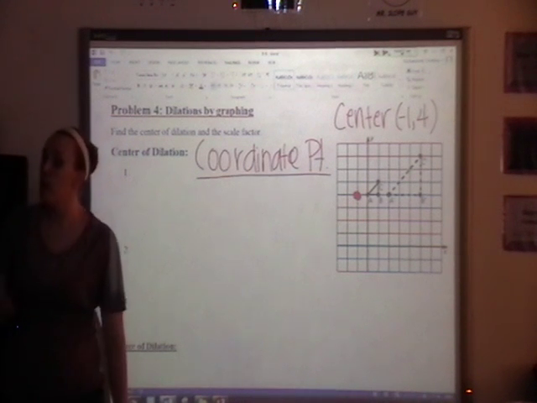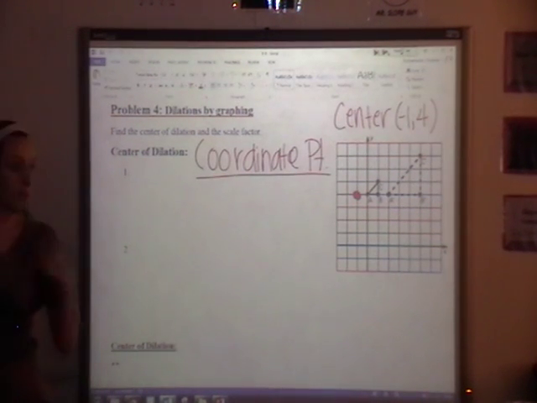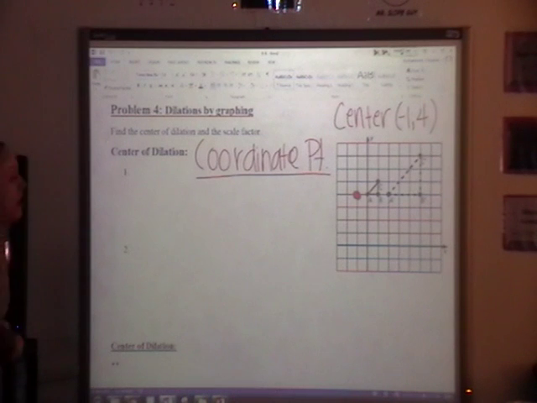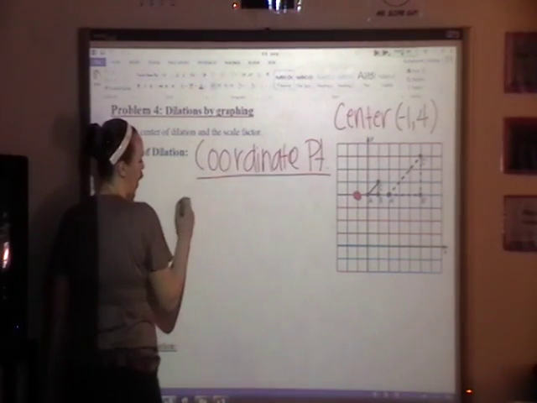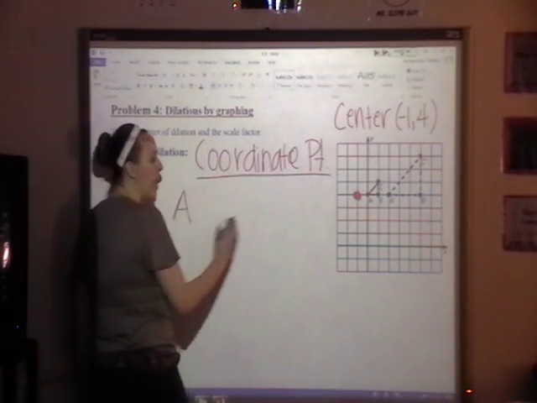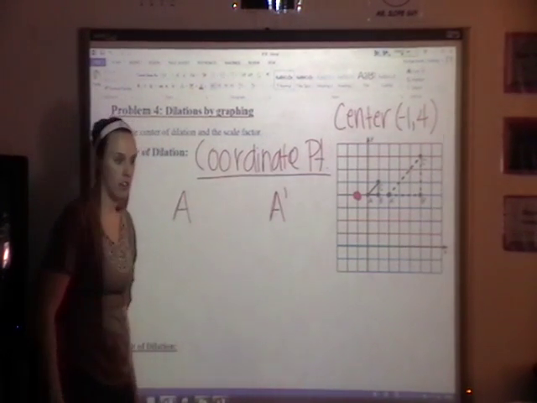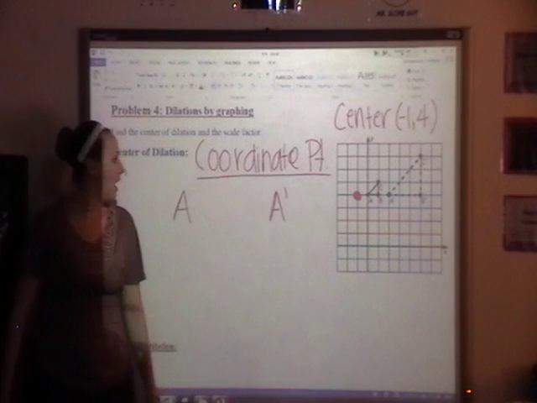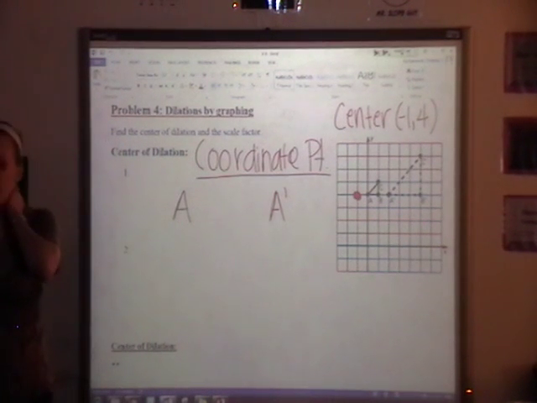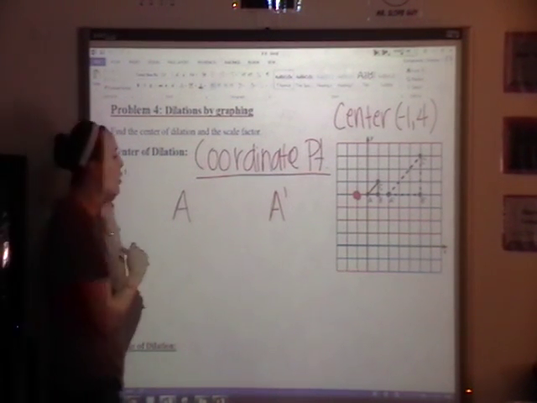So what coordinate point do we want to use? Do you guys want to go to A, B, or C? Which one? A for Alyssa. B. Perfect. We'll do A for Alyssa. So we're going to find the coordinate point for A, and we're going to find the coordinate point for A prime. Oh, sorry. Yeah.